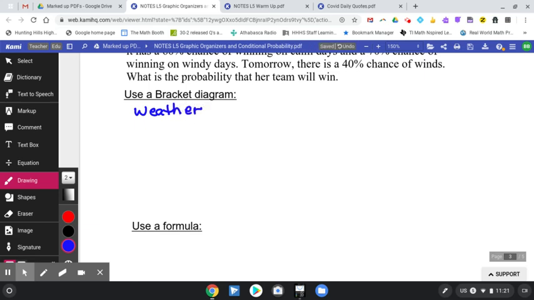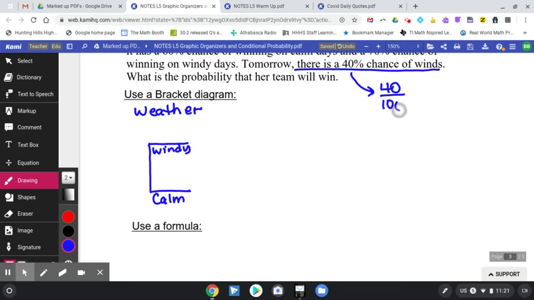So I'm going to have a bracket for weather. Now let's just talk about the things that could happen with the weather in this particular question. Two things could happen. Could be windy, or it could be calm. Now right here, here's where we're talking about it. There is a 40% chance of wind. Now we're going to take that 40% and we're going to write it in decimal form. So 40% means 40 out of 100. In decimal form, that's 0.4. So for my bracket on the windy side, it's going to be 0.4.